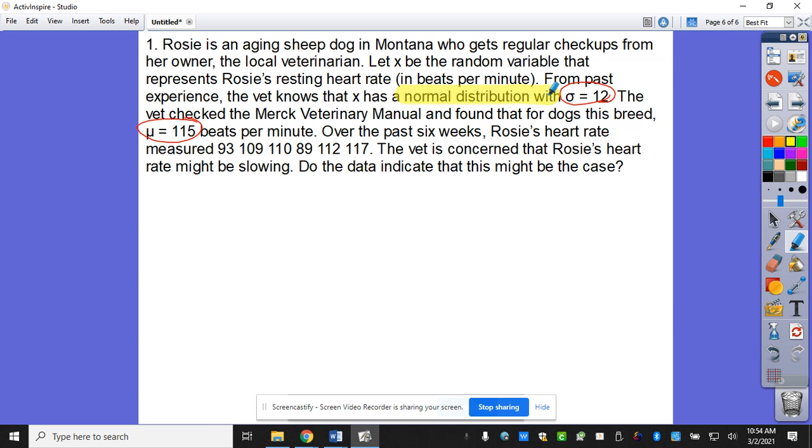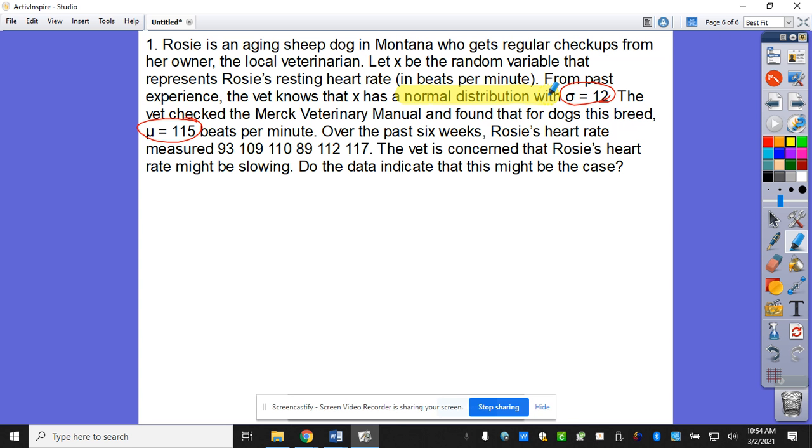Where do we start with state? What's our first thing we do in state? Population. So what do you think our population is here? And I'm telling you, some of you are going to have an issue with this. So some people are going to think all of Rosie's resting heart rates. What else, based off of the problem, do you think it could be? All sheepdog, because it gives us the mu of all sheepdog. What else? There's one other possible answer I think you would.